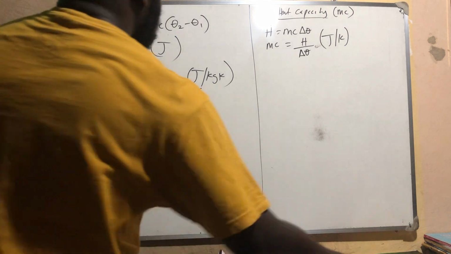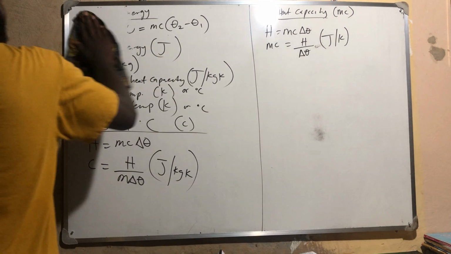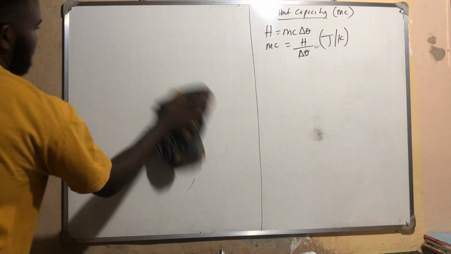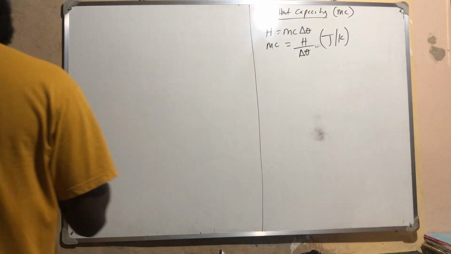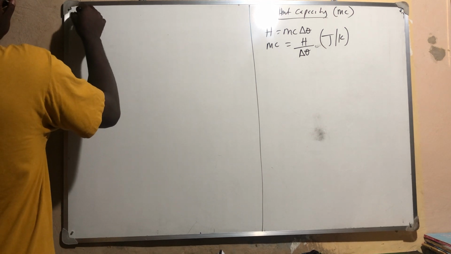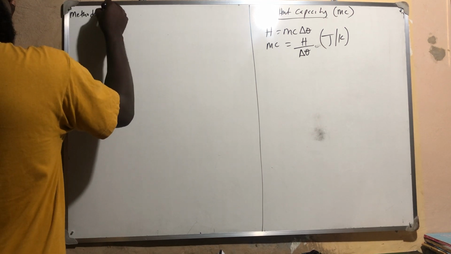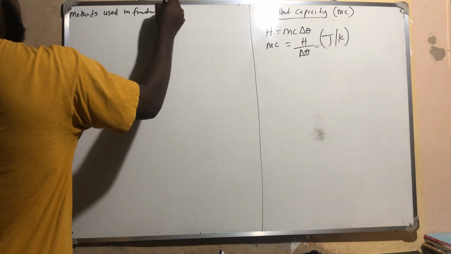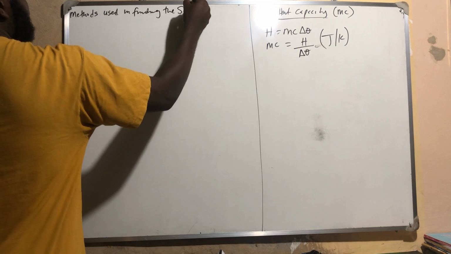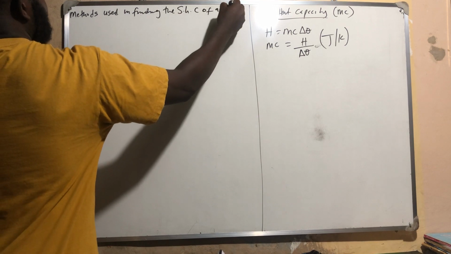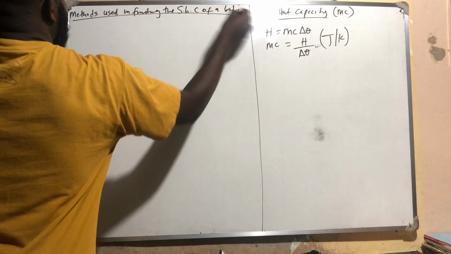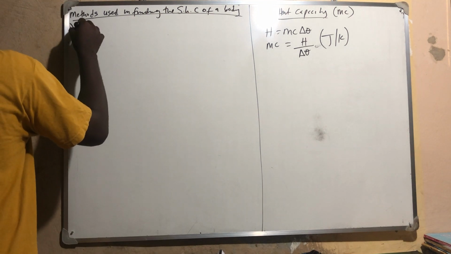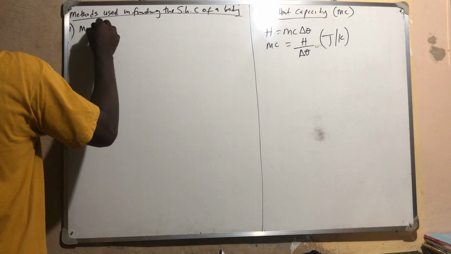All right. So the next thing I need you to know is the different methods of calculating the specific heat capacity of a body. Different methods used in finding the specific heat capacity of a body or a substance. The first method is called the mixture method.